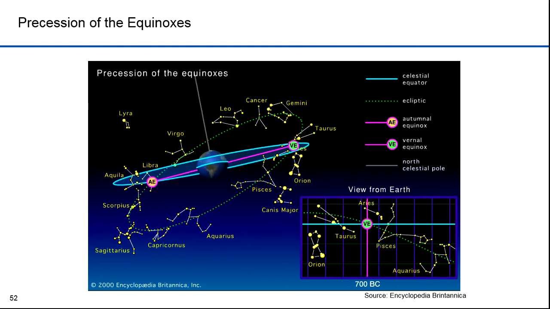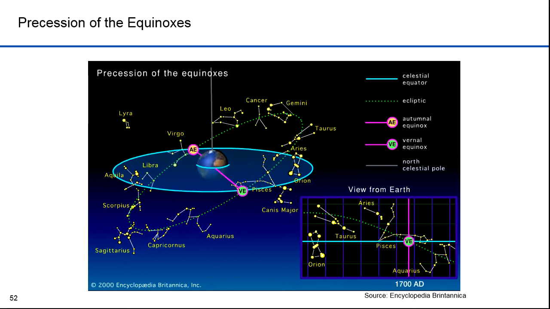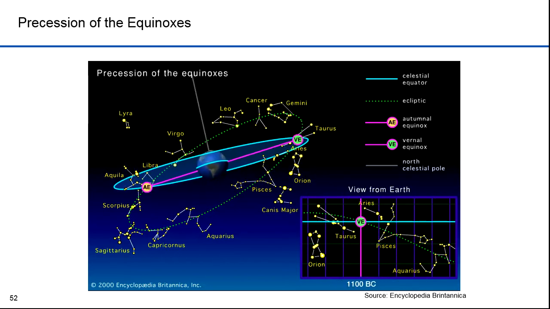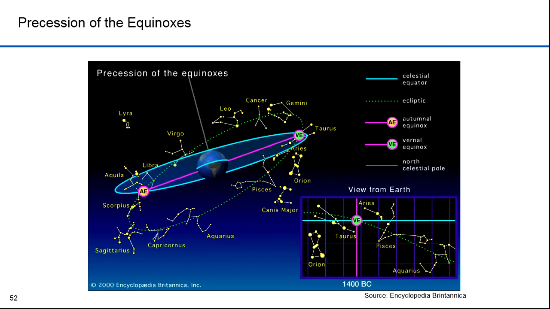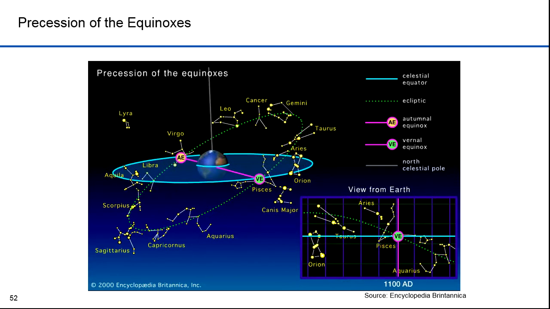That fixed reference point used to point to Aries. That's why it's referred to as the first point of Aries. The precession of the equinoxes occurs because of the wobble in the Earth's orbit. Things that spin tend to wobble.